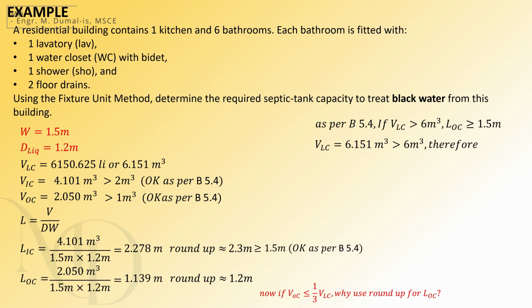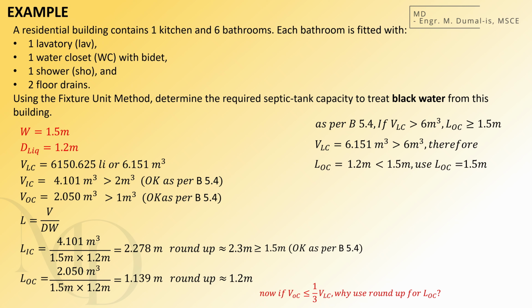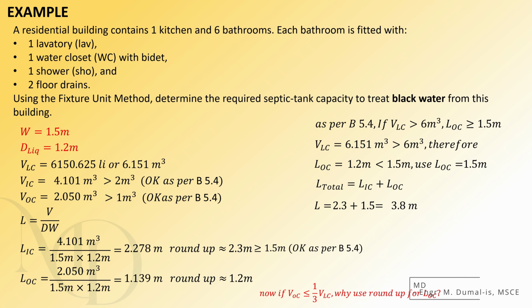In our case, the total volume indeed exceeds 6 cubic meters. This means the outlet compartment length of 1.2 meters is insufficient, so we replace it with 1.5 meters. Finally, the total length is the sum of the inlet and outlet lengths. The total tank length is therefore 3.8 meters.